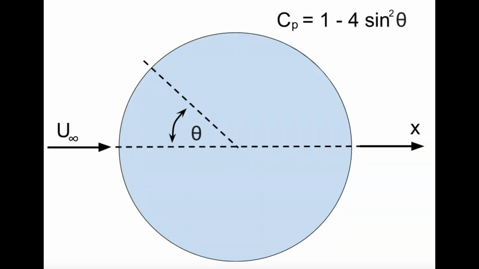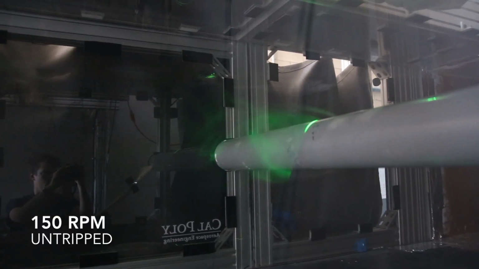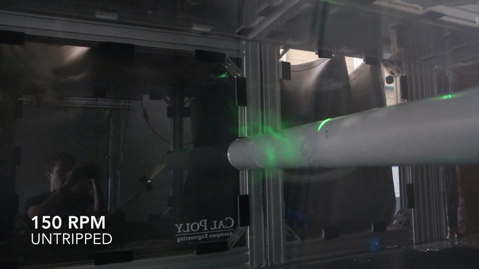The symmetry of this theoretical relationship, Cp equals 1 minus 4 sine squared theta, is unrealistic because it implies that there is no drag on the cylinder. However, in the plots of coefficient of pressure, coefficient of drag, and the videos of flow over the cylinder, it can be seen that the flow does not stay connected on the cylinder the whole way around.